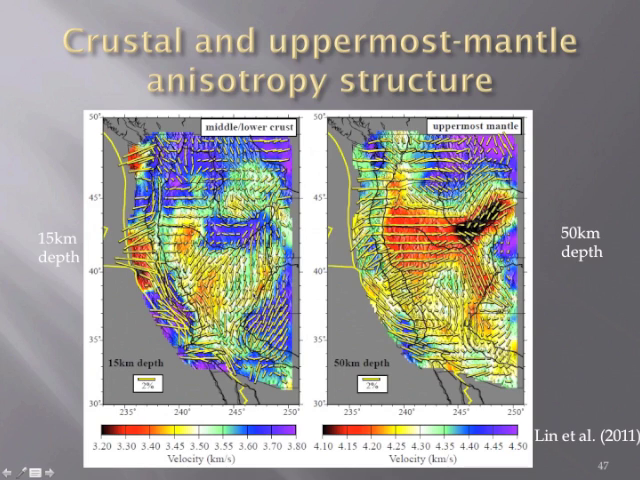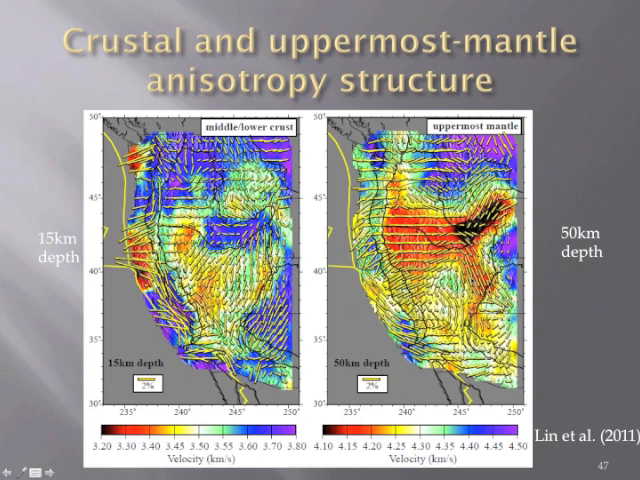And besides isotropic structure, we can also see the anisotropy structure very well. On the left side is the anisotropy at 15-kilometer depth, and on the right-hand side is the anisotropy at 50-kilometer depth. In the background, I plot the isotropic structure. Here you can see that in the Basin and Range, the anisotropy mostly points in the same direction. On the other hand, the anisotropy in the upper mantle has a big turn over here.